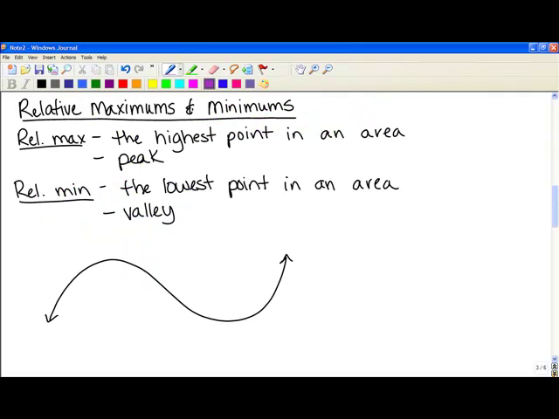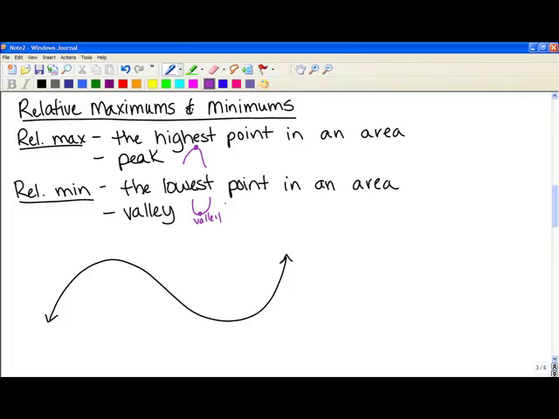We'll get back to some more increasing and decreasing in a minute. But now I'm going to move on and talk about relative maximums and minimums. A relative maximum is the highest point in a particular area or region on the graph. And a relative minimum is the lowest point in a particular area or region on the graph. I tend to think about maybe the top of a hill or a peak. We would have a maximum, and then a minimum would occur if you have a low point, kind of like the bottom of a valley.